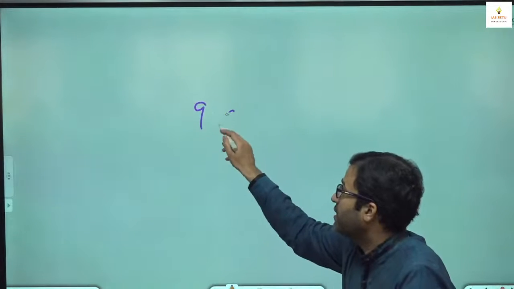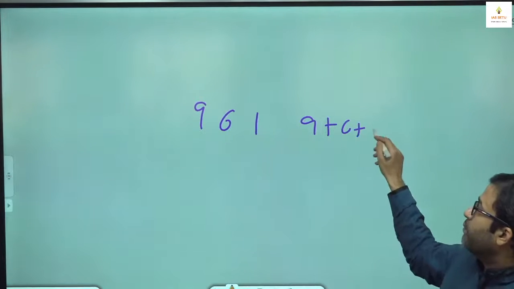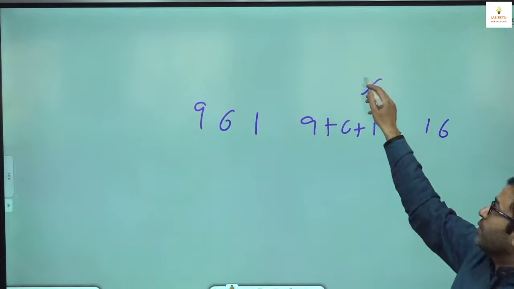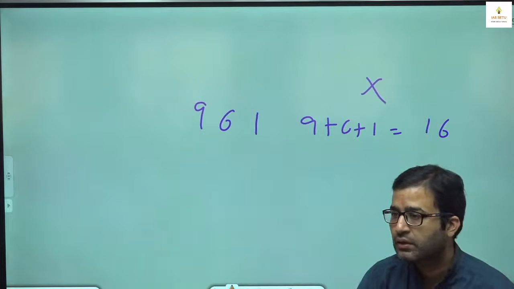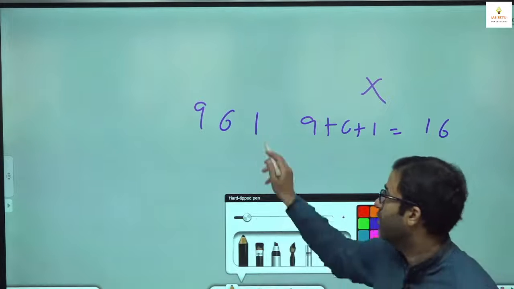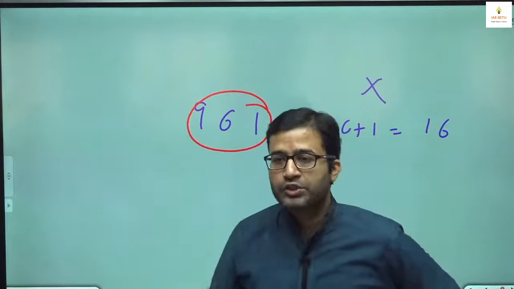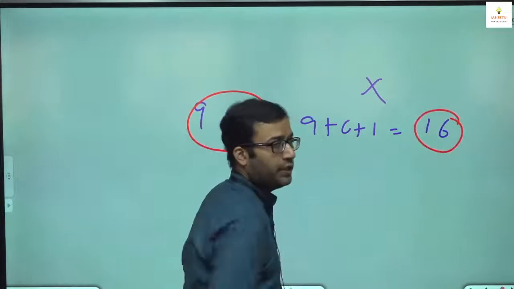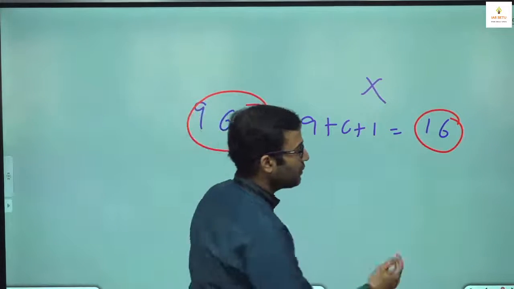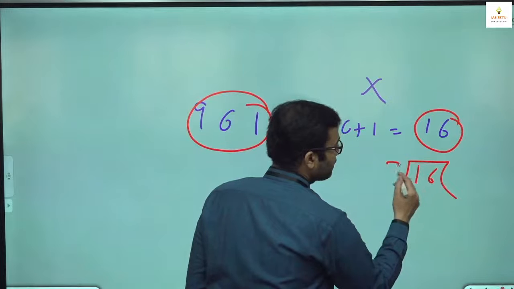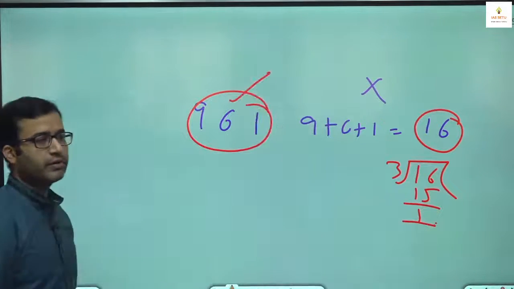Like for example, 961. 9 plus 6, 15 plus 1, 16. No. If in case it is not divisible by 3, we need remainder. For remainder, no need to check complete number. Here, our short trick is this total is sufficient to check whether it is divisible. If not, remainder. तो रिमाइंडर के लिए आपने सिर्फ 16 चेक करना है. 16 divided by 3, your remainder is 1. It means this complete number also give remainder 1.